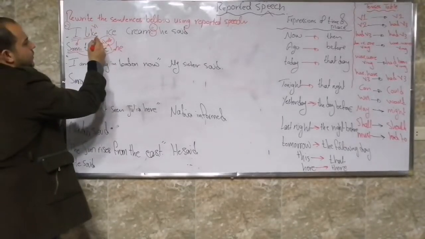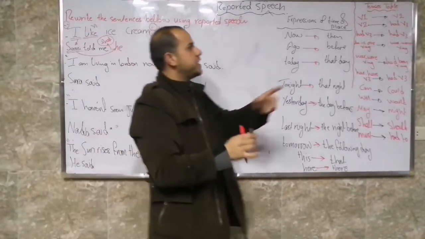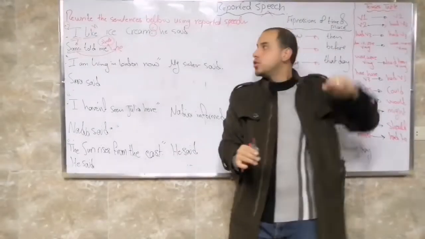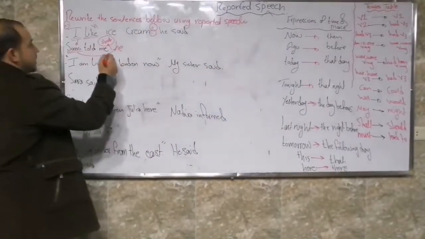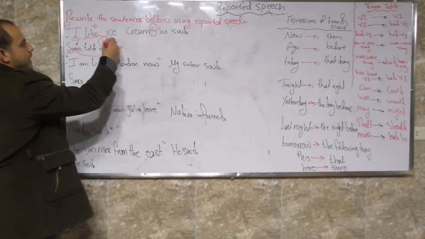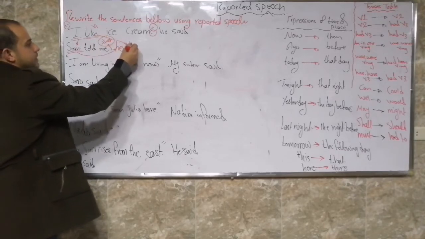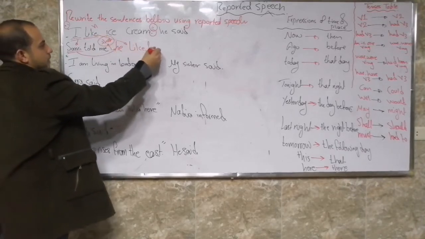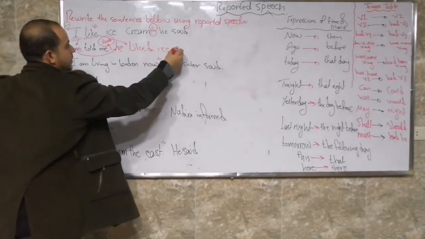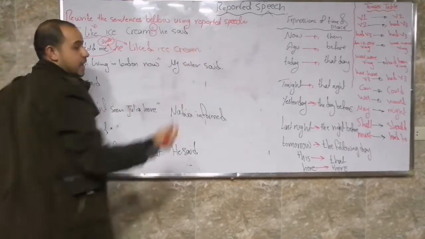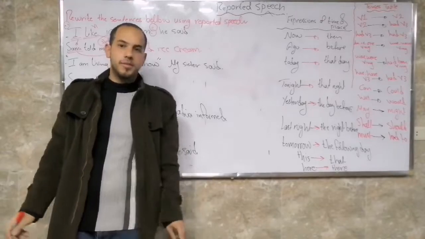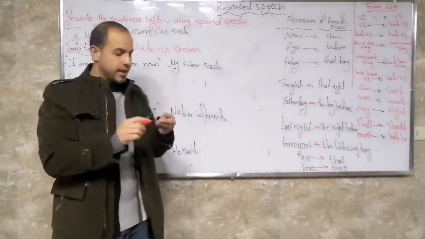Now, like is a verb 1, and verb 1 changes to what? To verb 2. Now, let's do it. That he liked ice cream. And that's it. This is reported speech. It is so easy. Okay, the next one.